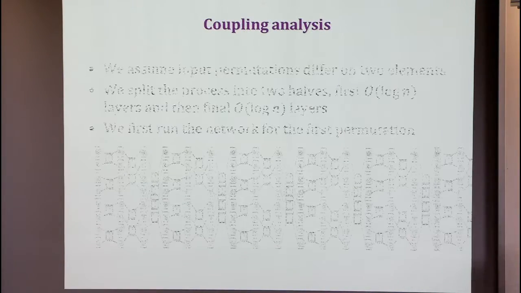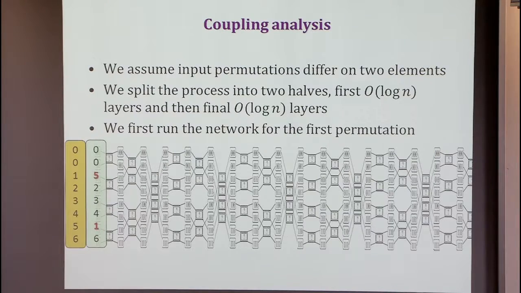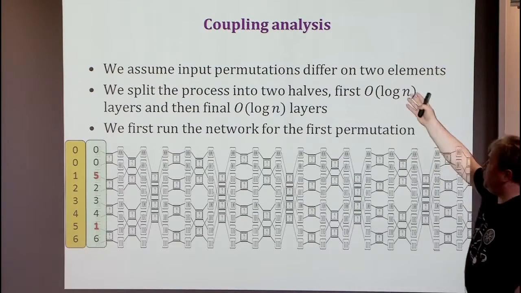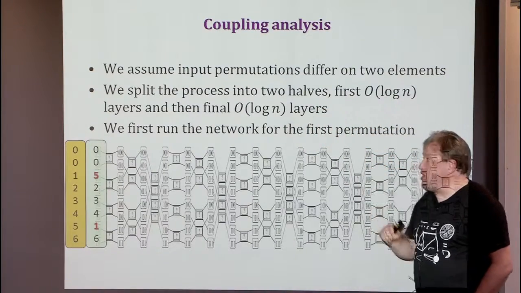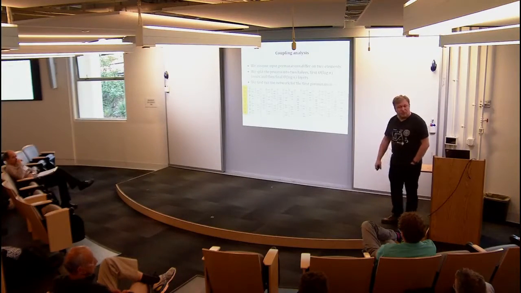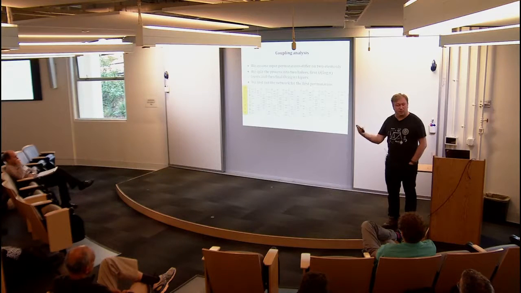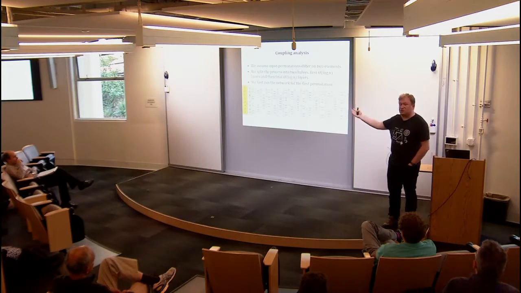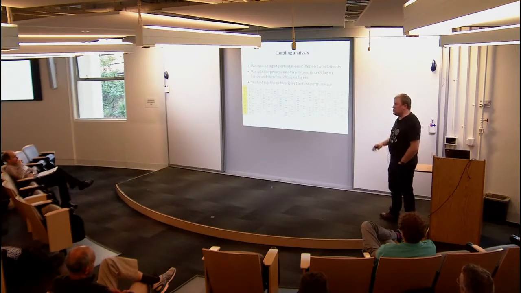And how will we do it? We'll split the process into two halves: the first log n layers and then the next log n layers. And we first run the process on the first permutation. You said the zeros are the jokers, right? Yes. As I'm saying, we want to permute 99% of the elements. The rest are zeros.